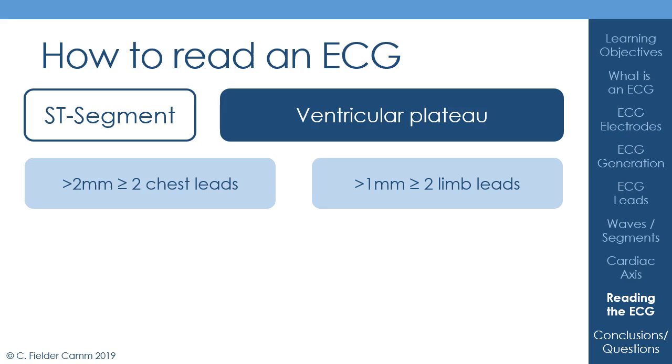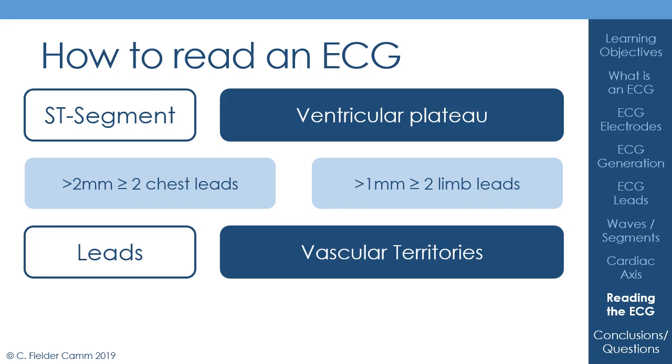Now, the most up-to-date guidance suggests that actually 1 millimeter of elevation is sufficient in at least 2 leads, everywhere except for leads V2 and V3, which still need 2 millimeters. But everywhere else, as long as you've got 2 concordant leads, 2 leads that are next to each other showing at least 1 millimeter of elevation, that is sufficient to say that there is significant ST elevation.